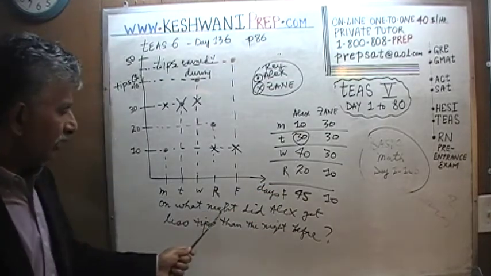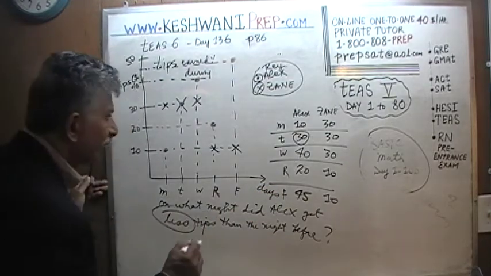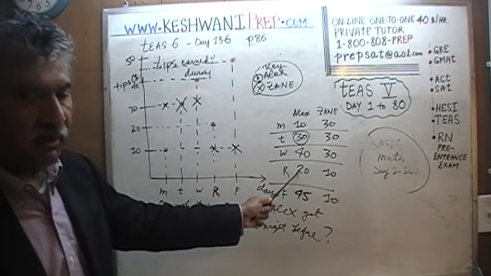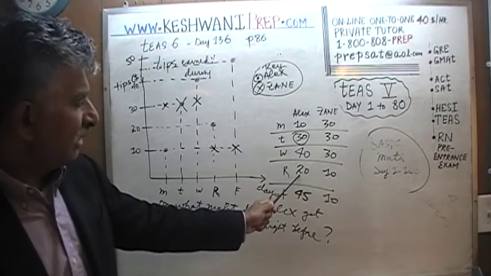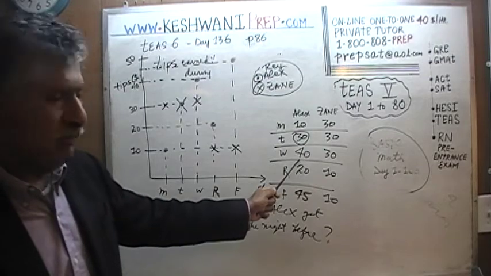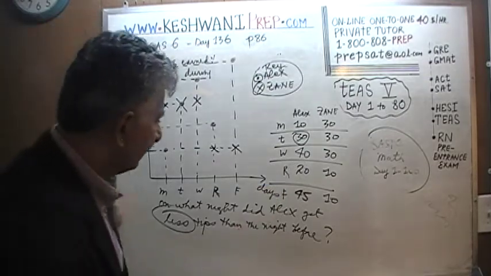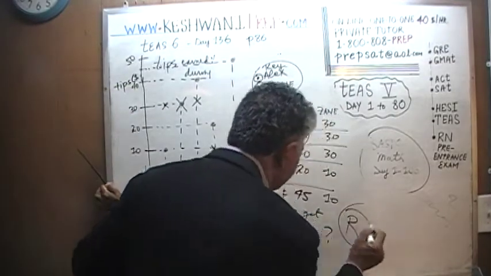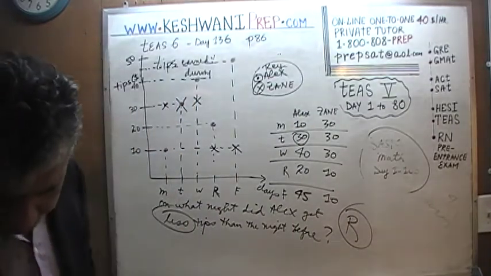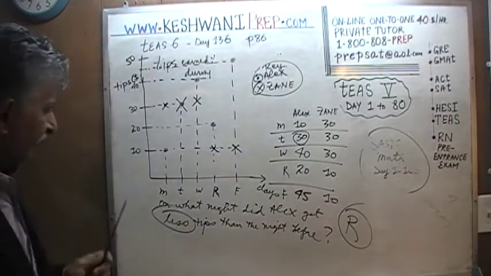It says, on what night did Alex get less tip? Well, he got less tip on Thursday than he did the night before. On Thursday, he only had $20. The previous night, he had $40. The answer is Thursday. Let's answer the second question.